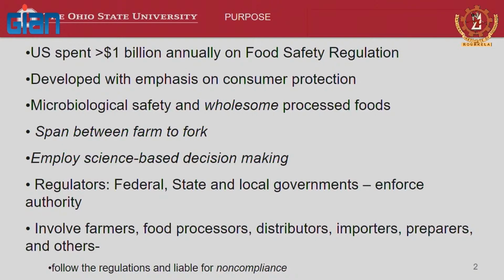If you look at the US, we spend about $1 billion on food safety regulations. In a lot of food processing plants, you may have a specialist regulatory person looking after whether or not we are compliant with the various requirements of the FDA, USDA or local authorities. But remember, the regulations are there ultimately to protect the consumers, because that is the purpose of regulations.